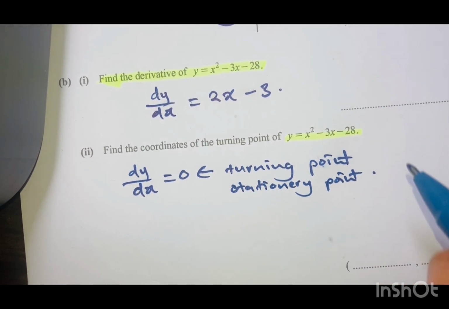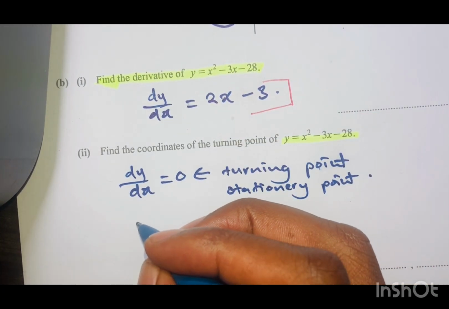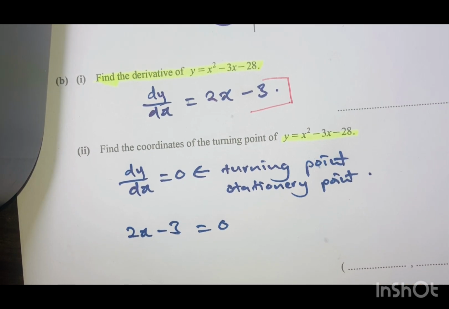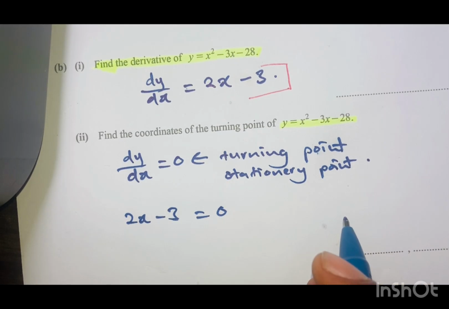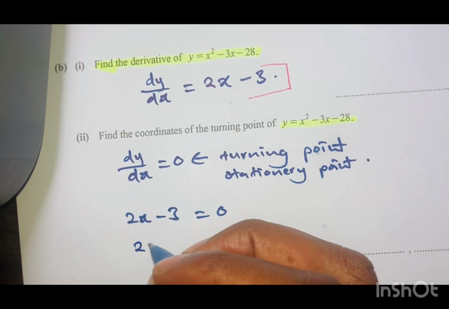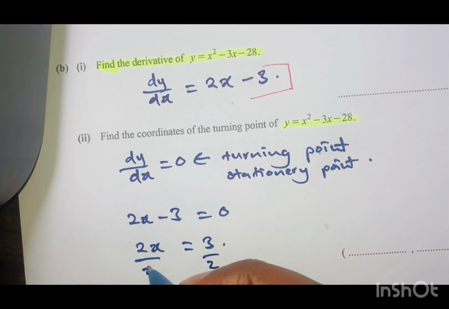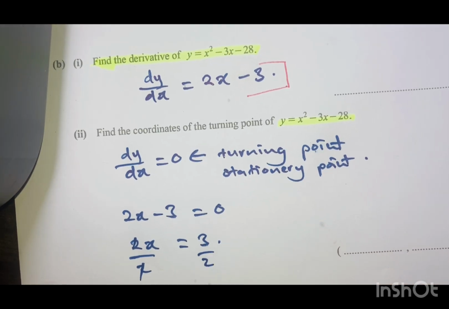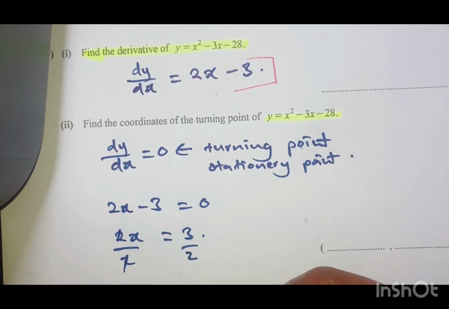So what we are simply going to do is take this one and equate it to 0. It's going to be 2x minus 3 equals 0. So we take 3 to the other side, so 2x equals 3, then divide by 2, we cancel out, and we get x equals 3 over 2. So that's the x coordinate, but then we want the y coordinate.